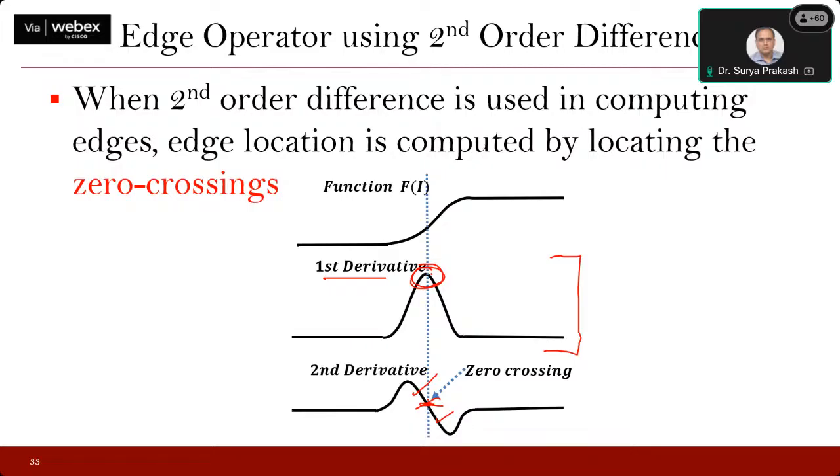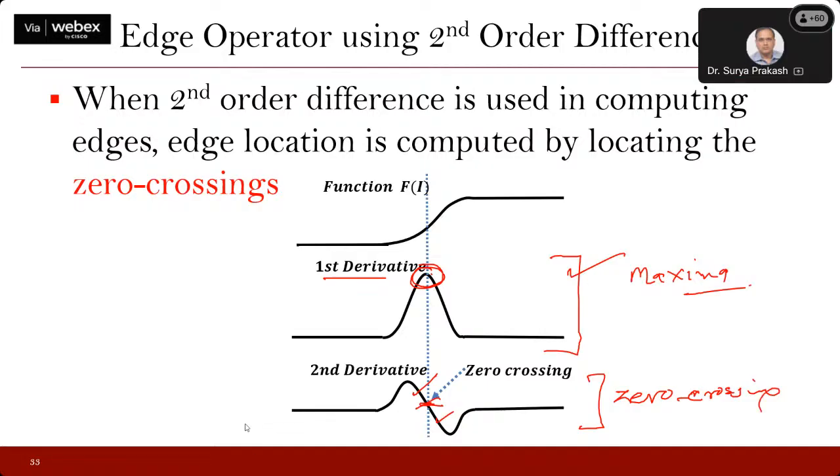So in case of second derivative, first, let's see the first derivative. In the case of first derivative, we are looking for the maxima in the output image that you get after computing the gradient. And in this case, we are looking for zero crossing, not maxima. We are looking for zero crossing.